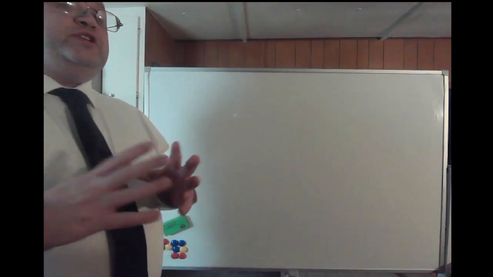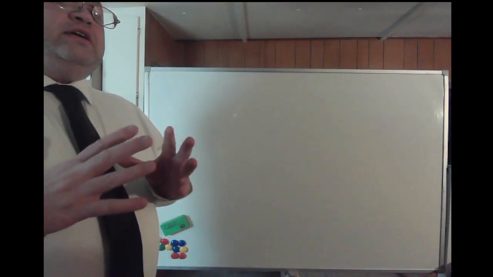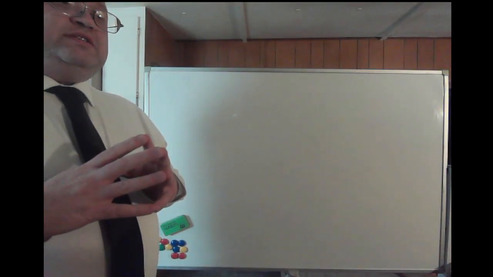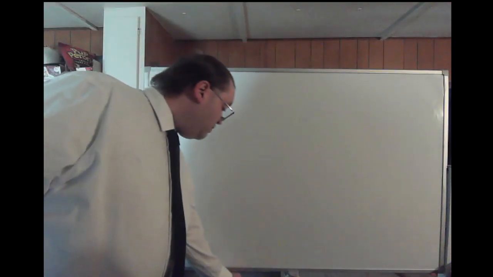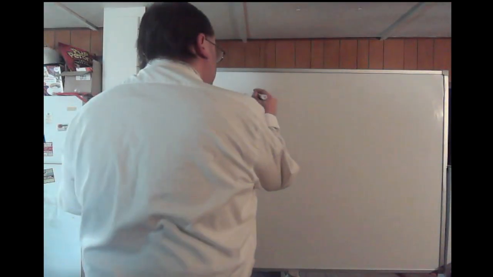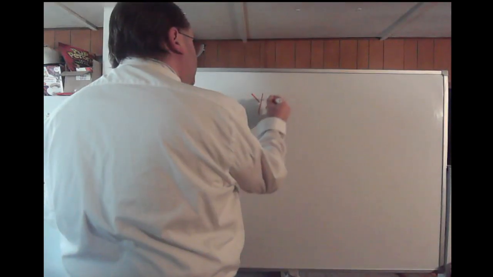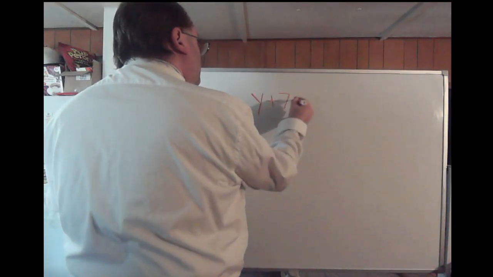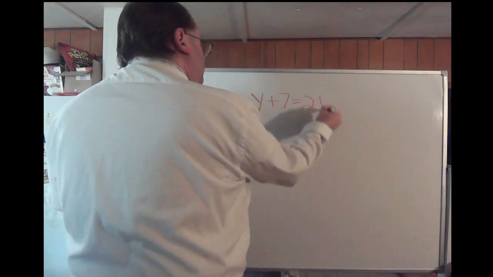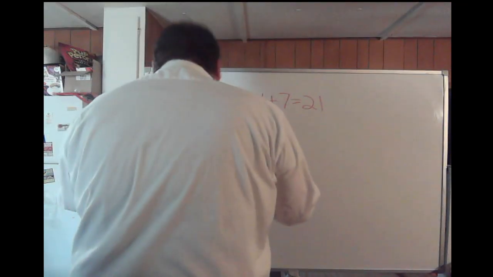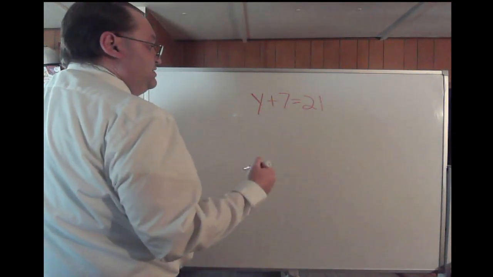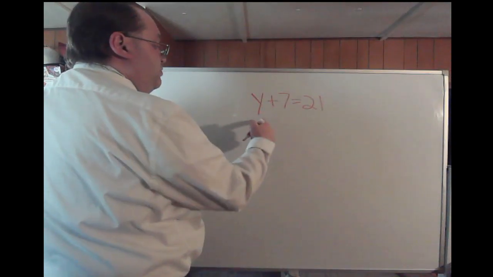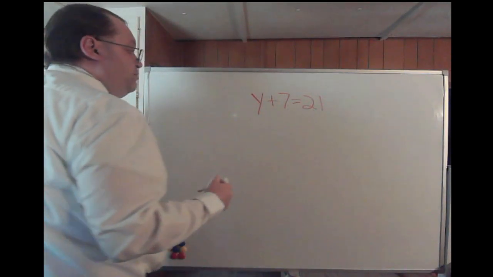Today we are going to solve algebraic equations that involve adding and subtracting. So what do I mean by that exactly? You have an equation of this type here where you simply have the variable plus some constant equal to another constant on the other side. So we have y plus 7 equals 21.